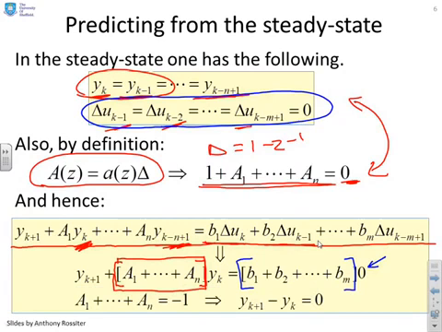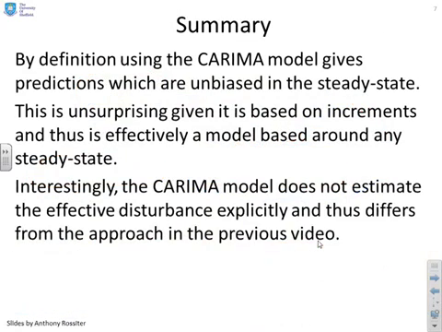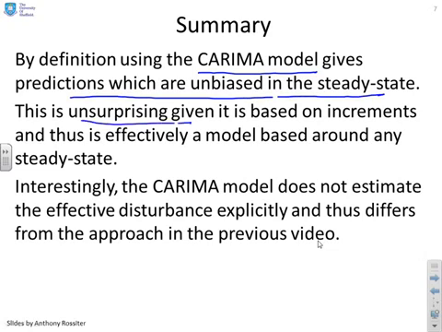Now finally, I use this observation that the sum of the a parameters is -1. That's what we put here. And therefore, I get y(k+1) minus y(k) equals 0, or in other words, y(k+1) equals y(k). And so you can see that the predictions are unbiased. They tell me that the future outputs are the same as the current output. So, in conclusion, by definition, if I use a CARIMA model, I get predictions which are unbiased in the steady state. And this is unsurprising because the model is based on increments around the steady state.